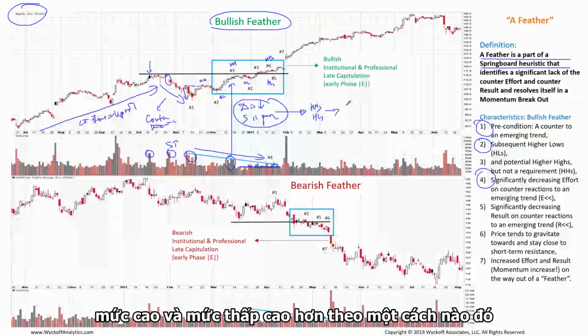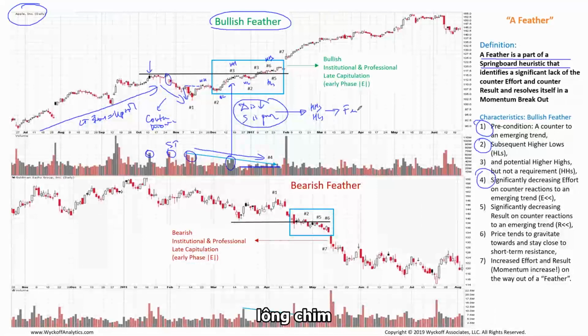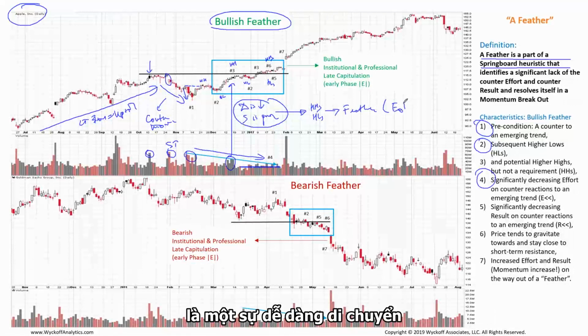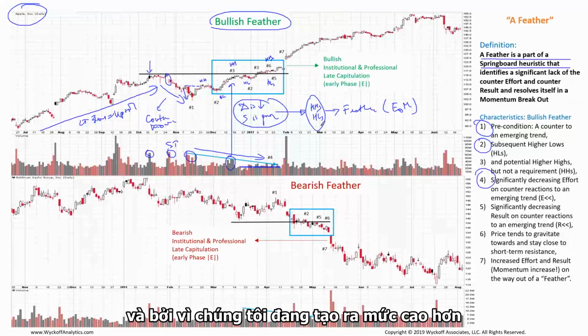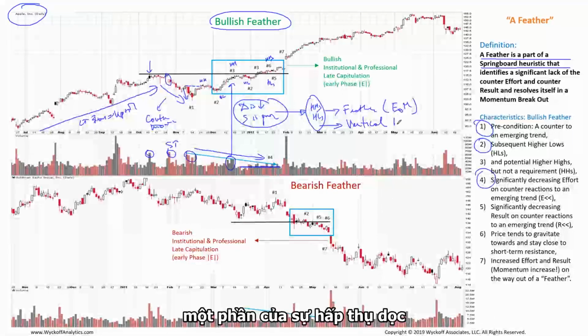So in a way, a feather is an ease of movement. And because we're making higher highs and higher lows, the feather becomes a part of the vertical absorption family.